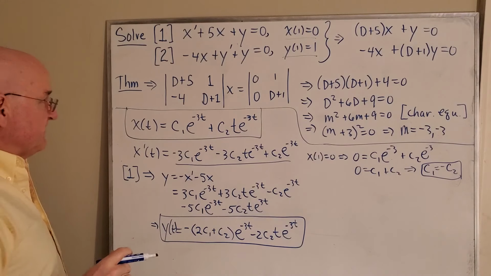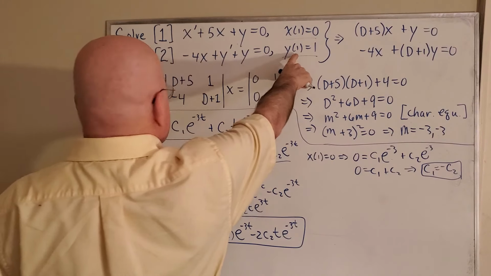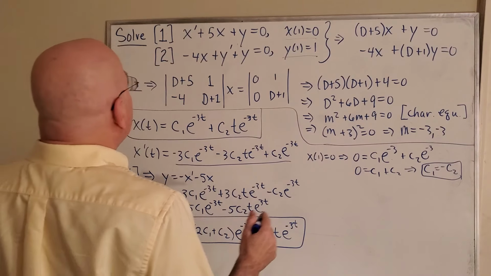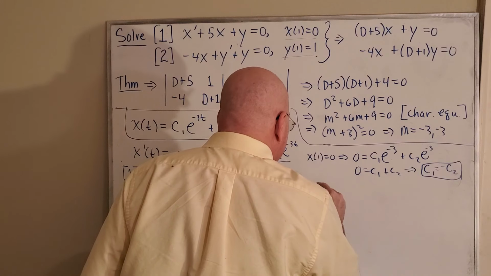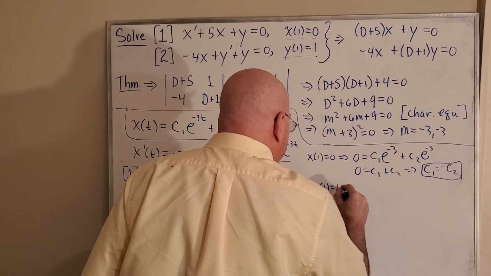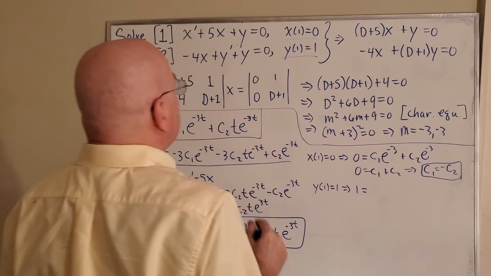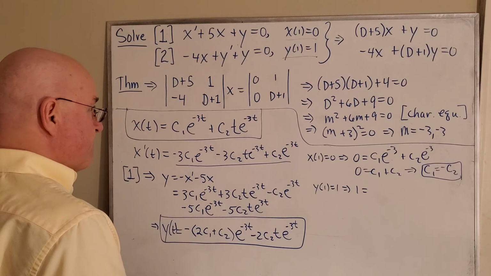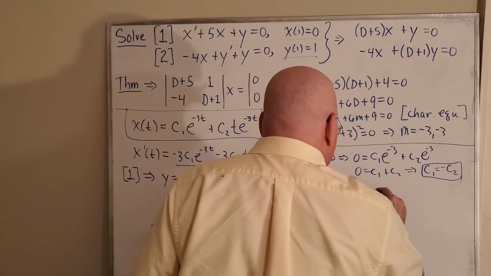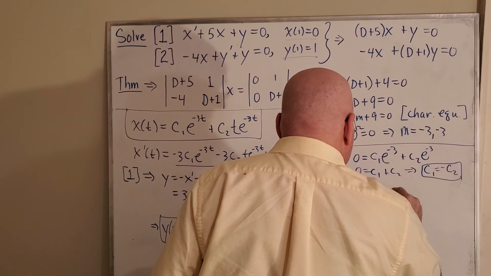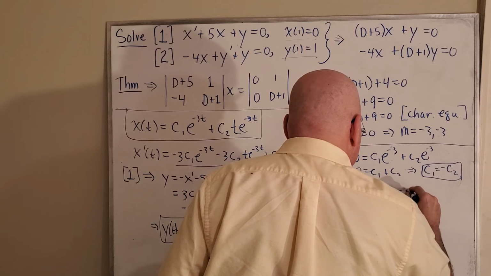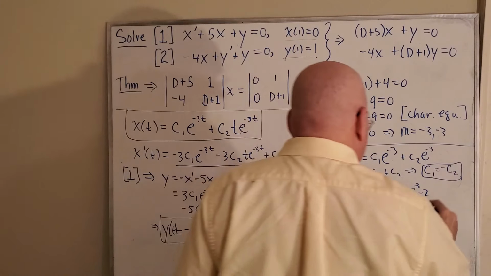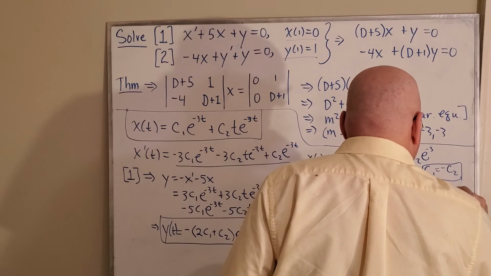So we're getting there. Now we're going to use this initial value to get us exactly what C1 and C2 are. So y of 1 is 1. So y of 1 equals 1 implies that 1 down here is equal to, okay, t is 1, so negative 2C1 plus C2 e to the negative 3 minus 2C2 e to the negative 3.